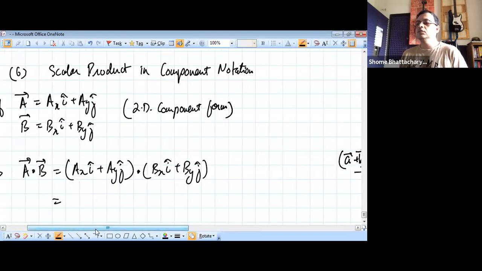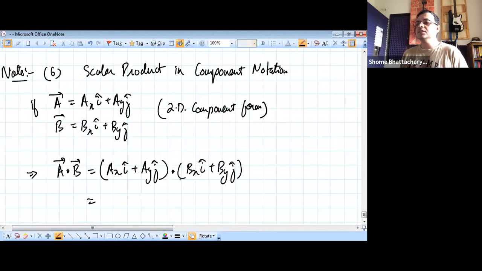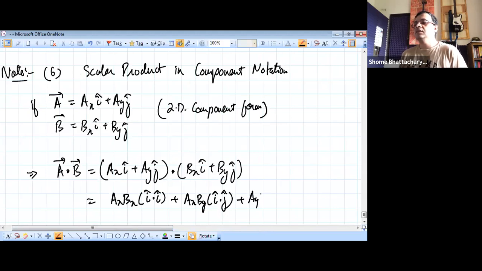So when you apply that over here, now remember Ax, Bx, Ay, By, they are just scalars. So Ax into Bx, i cap dot product with i cap. That's the unit vector. Okay. Plus Ax into By, i cap dot j cap. Okay. Then plus Ay into Bx, dot product of j with i, plus finally the fourth term Ay into By, but dot product of j cap with j cap.